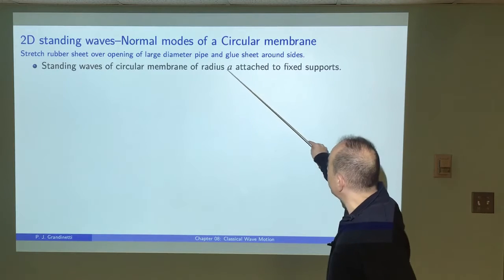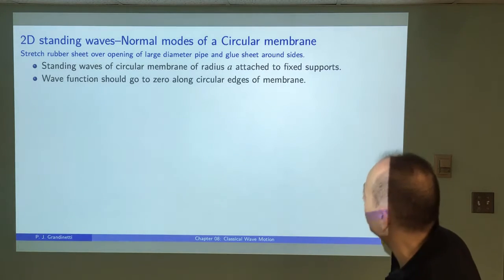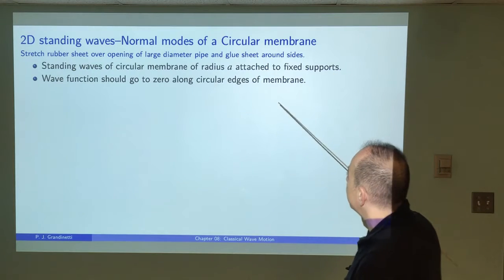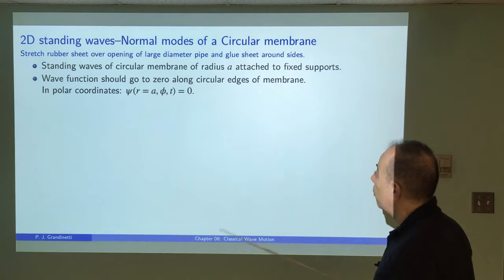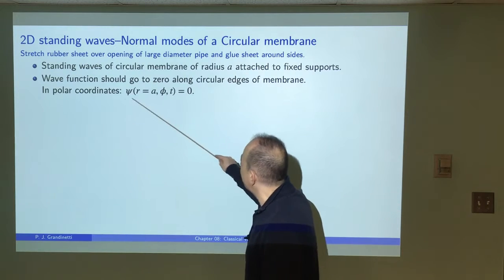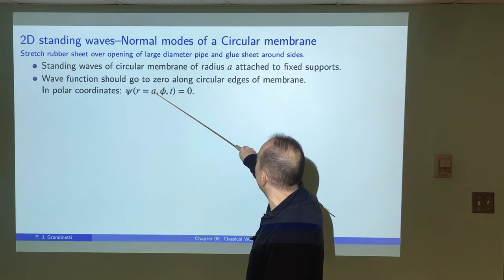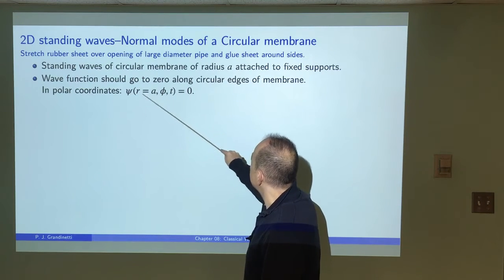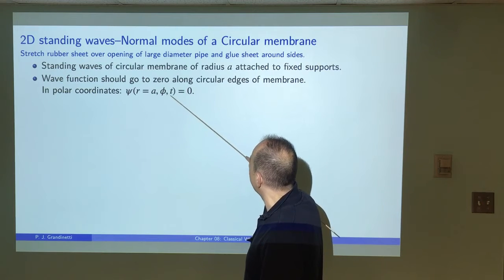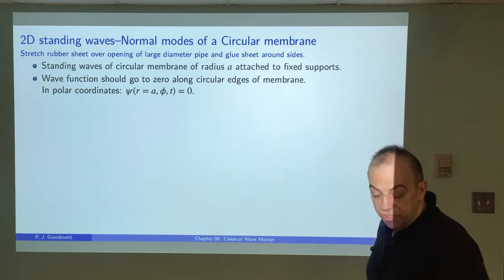So we have a circular membrane with a radius a, which is attached to some kind of fixed supports where it can't vibrate at the edges. So now we know it has to go to 0. In polar coordinates, that constraint is very simply written. It says that the wave function at r equal to a, the radius where the rim is, is equal to 0. So for all values of phi and all values of time, when r is equal to a, the wave function must go to 0.